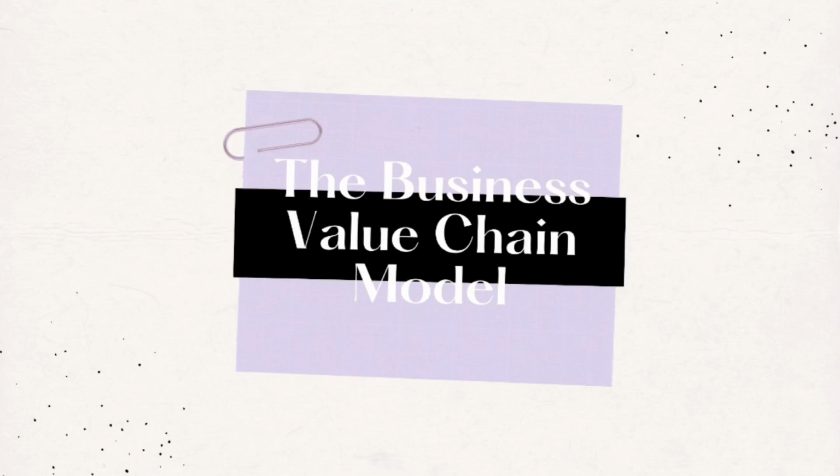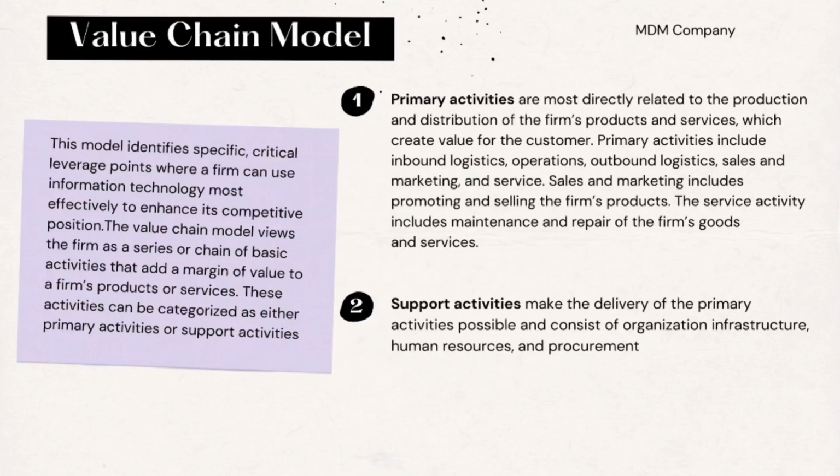Business value chain model. This model identifies specific critical leverage points where a firm can use information technology most effectively to enhance its competitive position. The value chain model views the firm as a series or chain of basic activities that add a margin of value to a firm's products or services. These activities can be categorized as either primary activities or support activities.